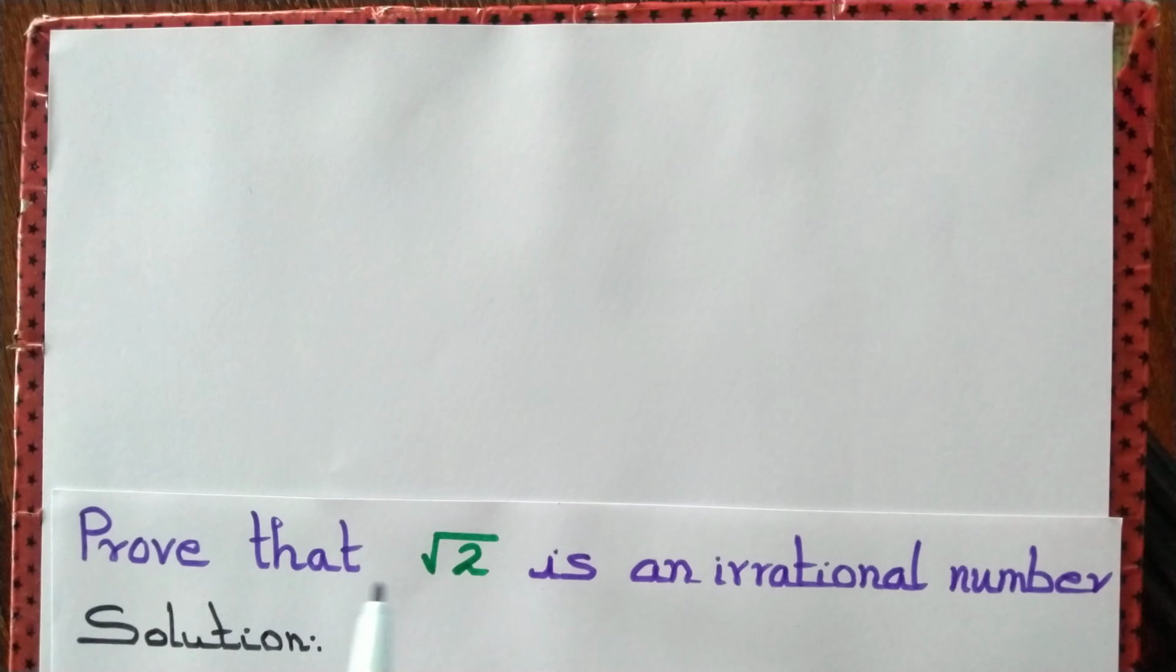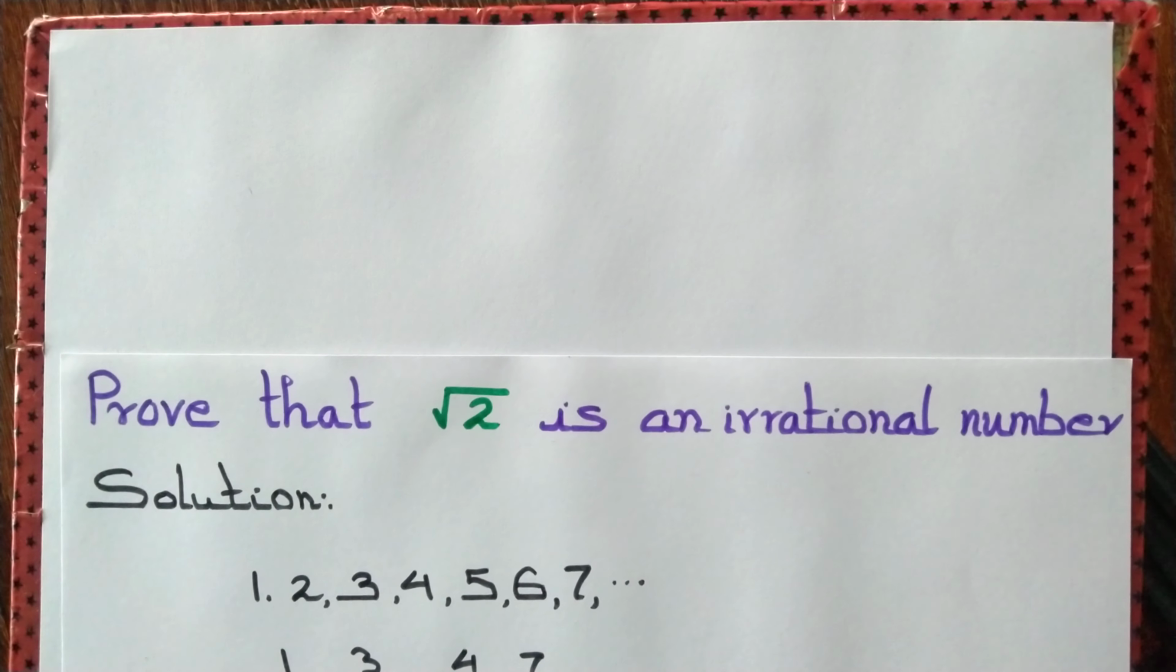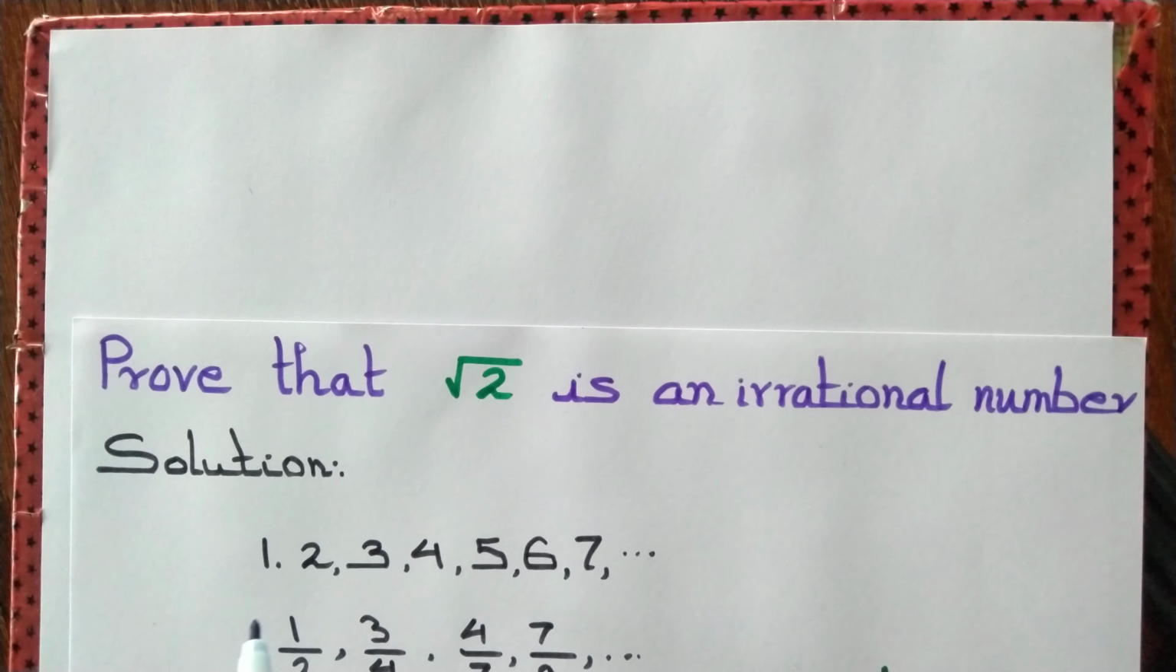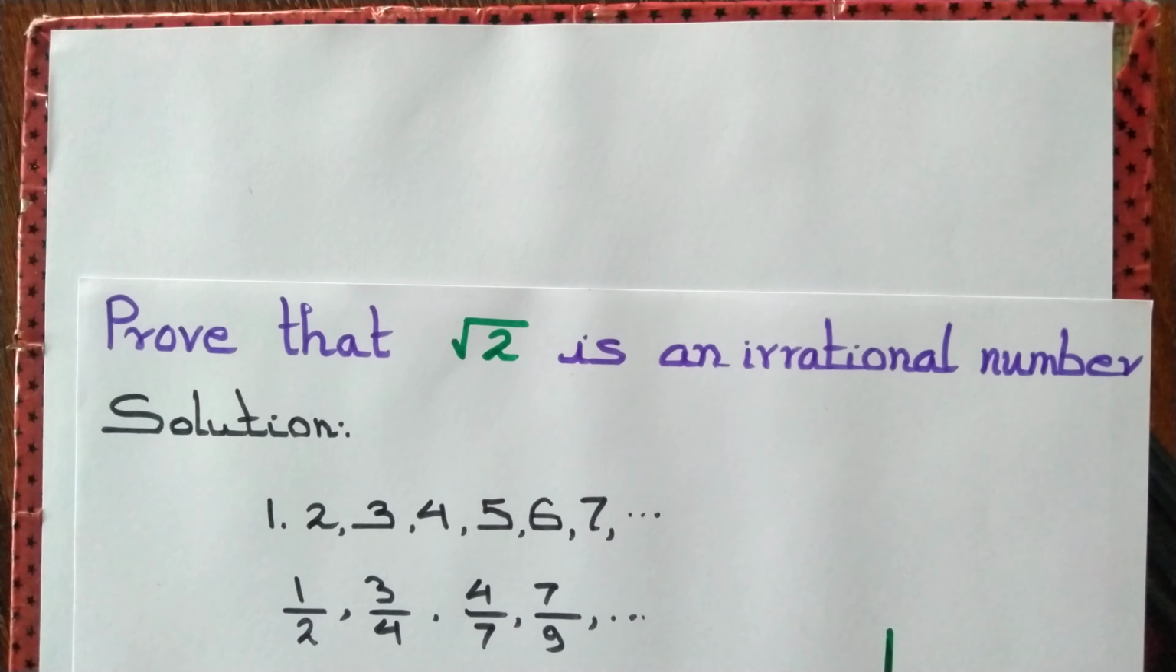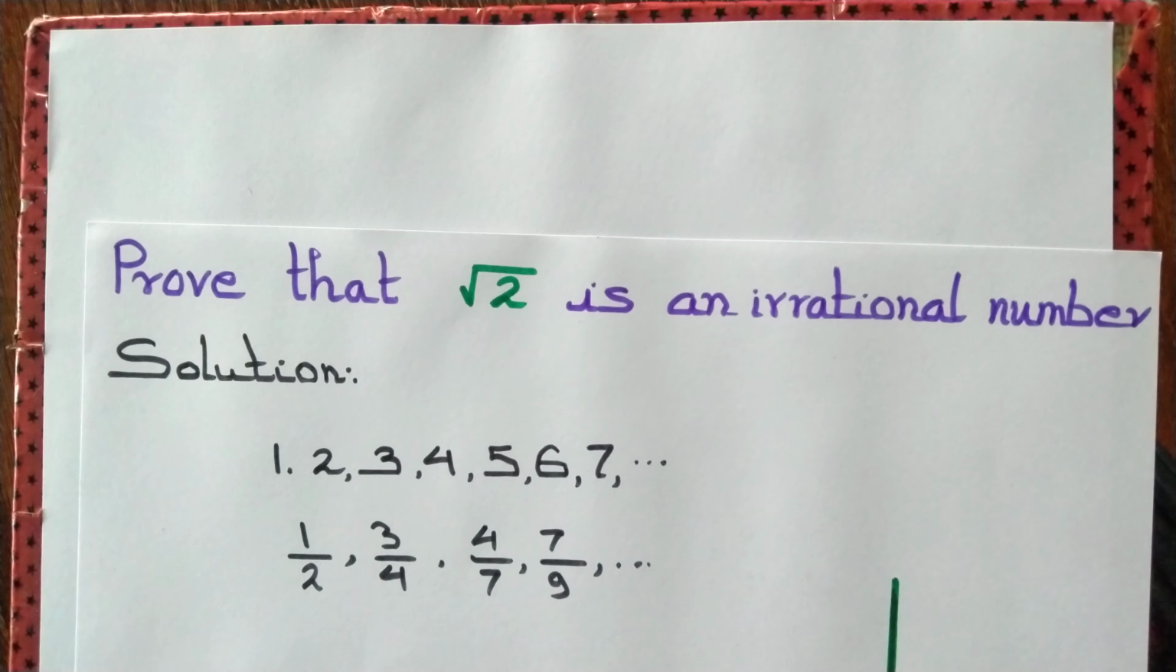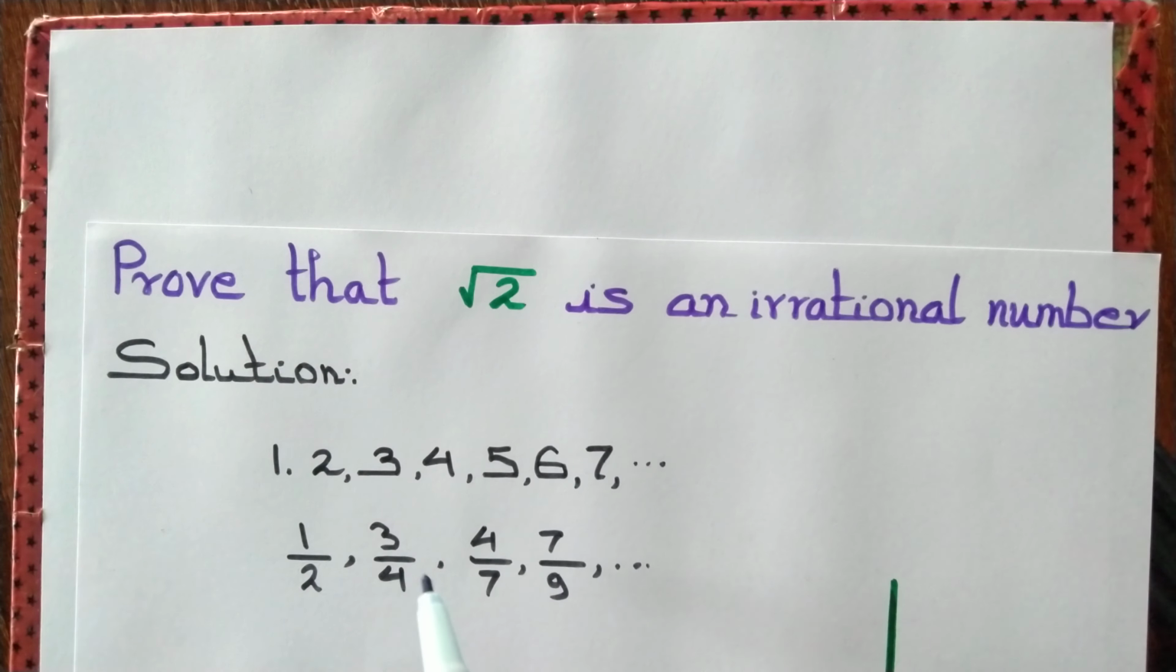Let us prove that root 2 is an irrational number. Since antiquity, people were aware of numbers like 1, 2, 3, 4, 5, 6, 7, 8 and so on. We call them natural numbers, and of course we know 0 and negative numbers as well. Further, we know what we mean by half, or 3/4 and 4/7 or 7/9 and so on.